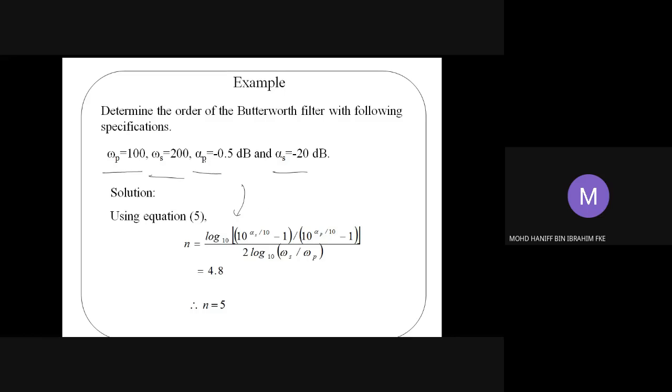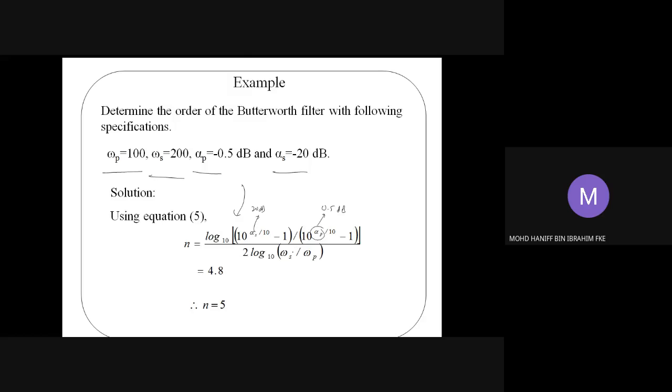We have alpha p and alpha s as negative values, right? In your calculation of n, we need to use alpha s as a positive value all the time. So that should be 20 dB, and alpha p will be 0.5 dB. So we ignore the negative sign, and then you substitute only the positive values into these equations.